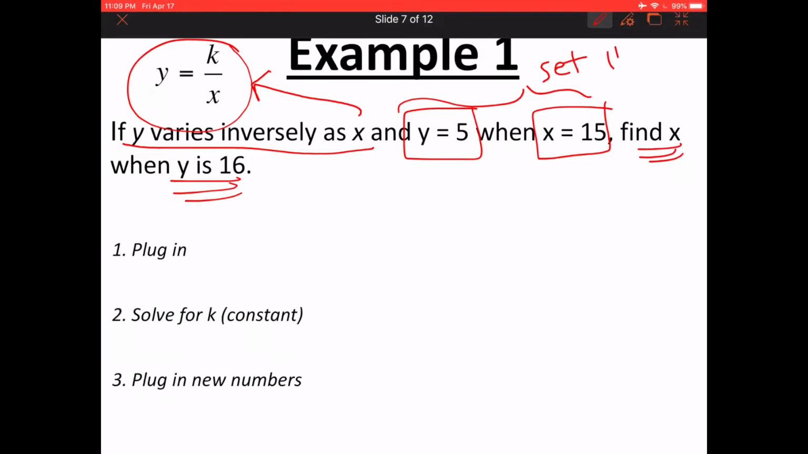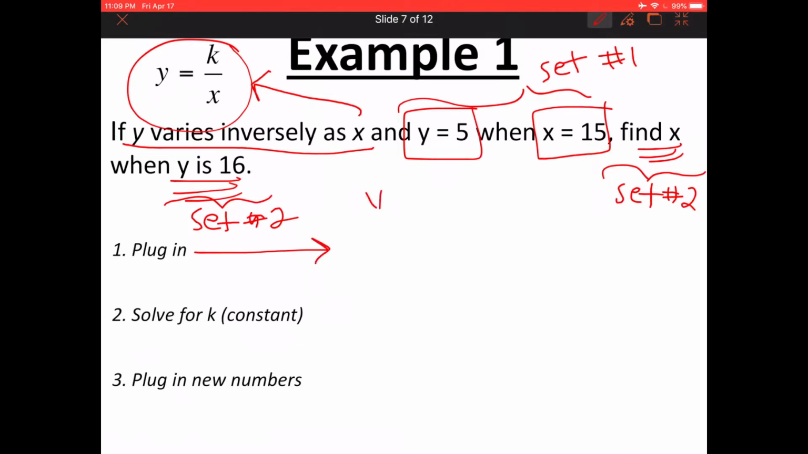This is my first set of numbers, and then here I have my second set of numbers. Find x when y is 16. That's my second set of numbers. So the first thing I'm going to do is plug in my first set of numbers to find k. My original equation is y equals k over x. So instead of y, I'm going to put 5. k is what I do not know. And instead of x, I'm going to put 15.